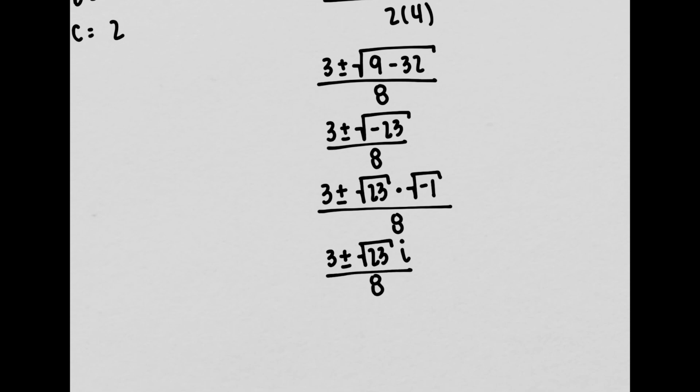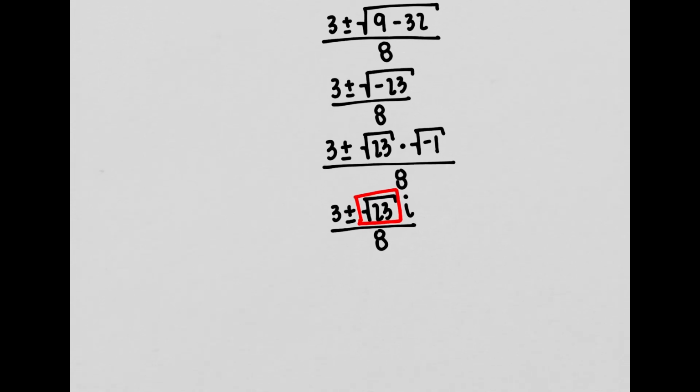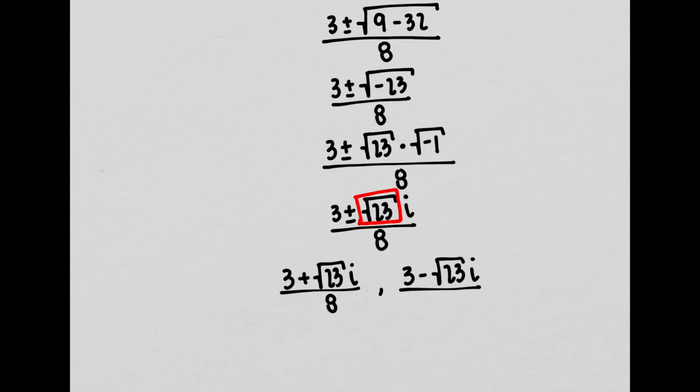Now I can't divide all 3 of these or all the 2 on top by 8 or any of them by the same number, so I would leave it. What you need to be careful of is this radical right here. You want to plug this into your calculator to see if it simplifies, but this one doesn't. So I could leave my answer like this, or if I wanted to split it apart into the 2, it'd be 3 plus the square root of 23i over 8, and 3 minus the square root of 23i over 8.